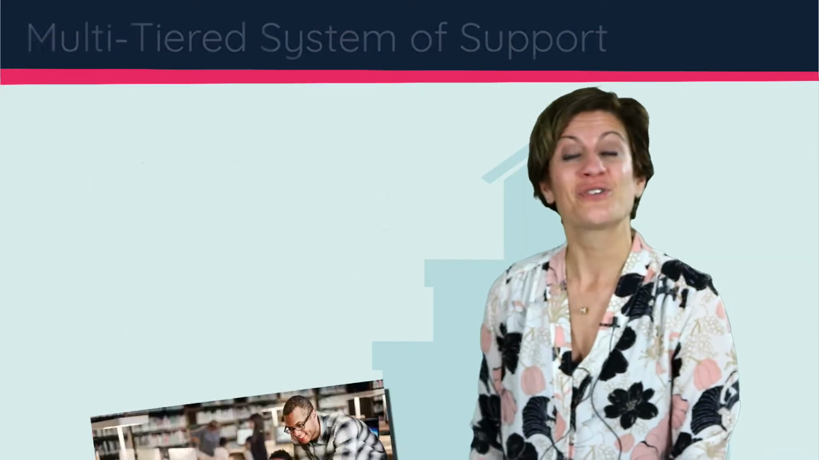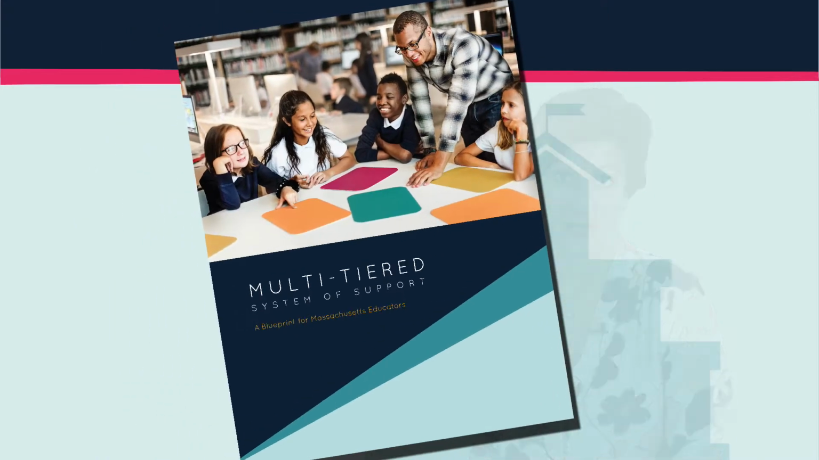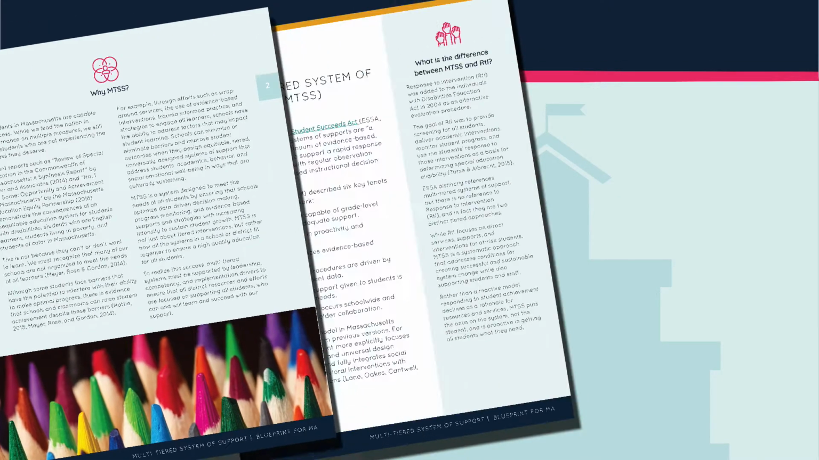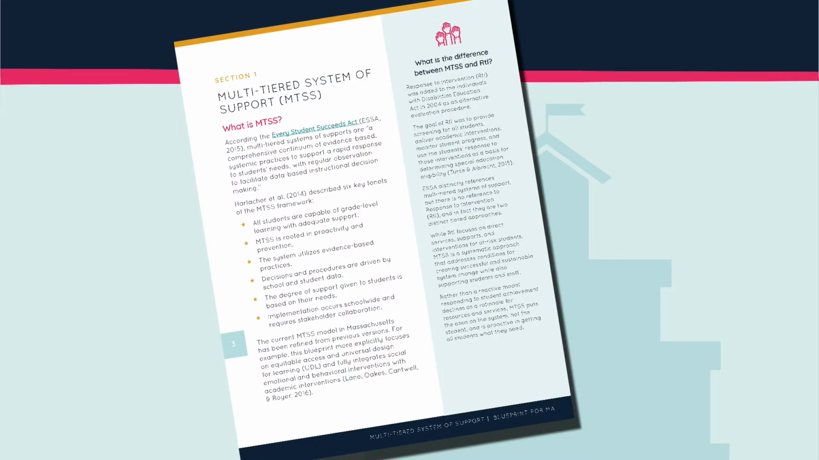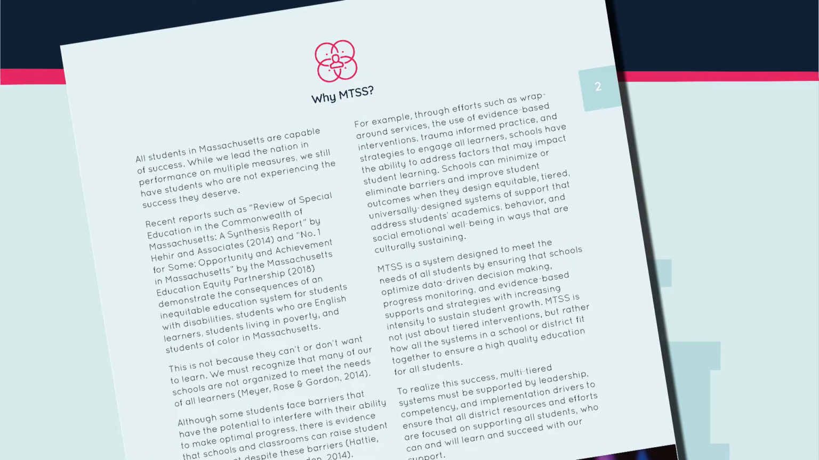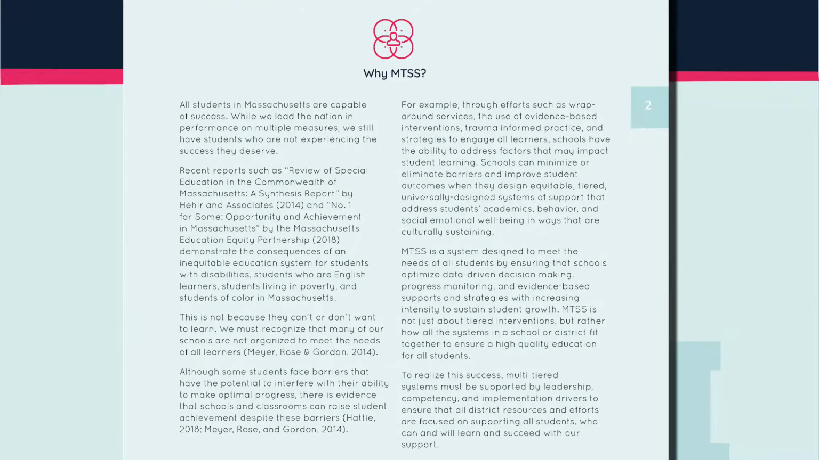So if you dive into the MTSS Blueprint, hopefully right now you have it either virtually or printed out in front of you with your highlighters ready, you will notice that there are multiple sections. Before we dive into those sections, first we want to talk about why MTSS. Now, the first video in this series talks about the importance of building multi-tiered systems, but on page 2 of the MTSS Blueprint, you'll also see why it's so critical here in Massachusetts.